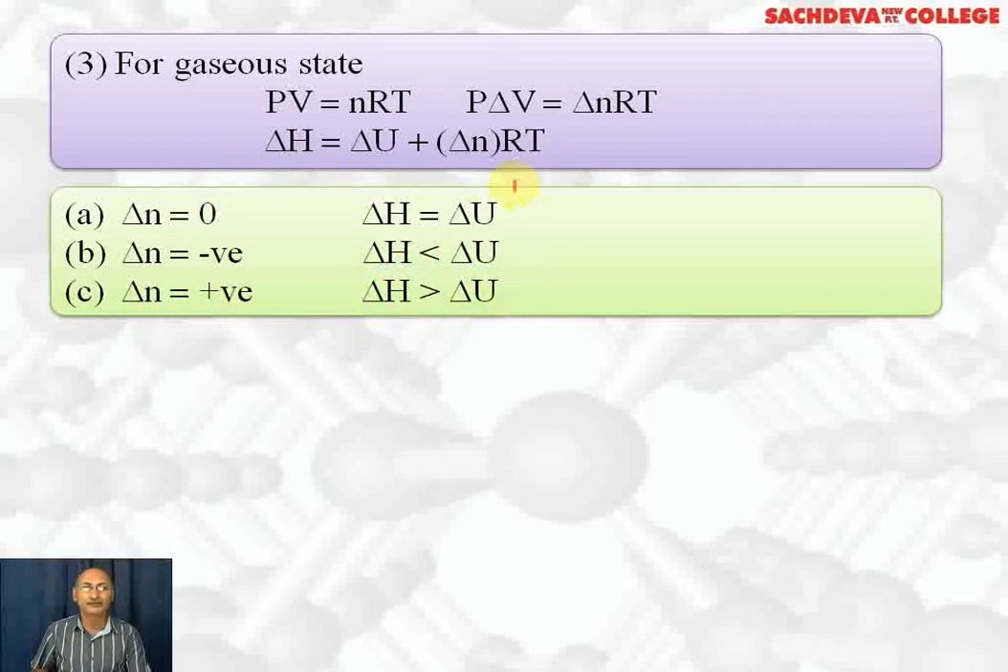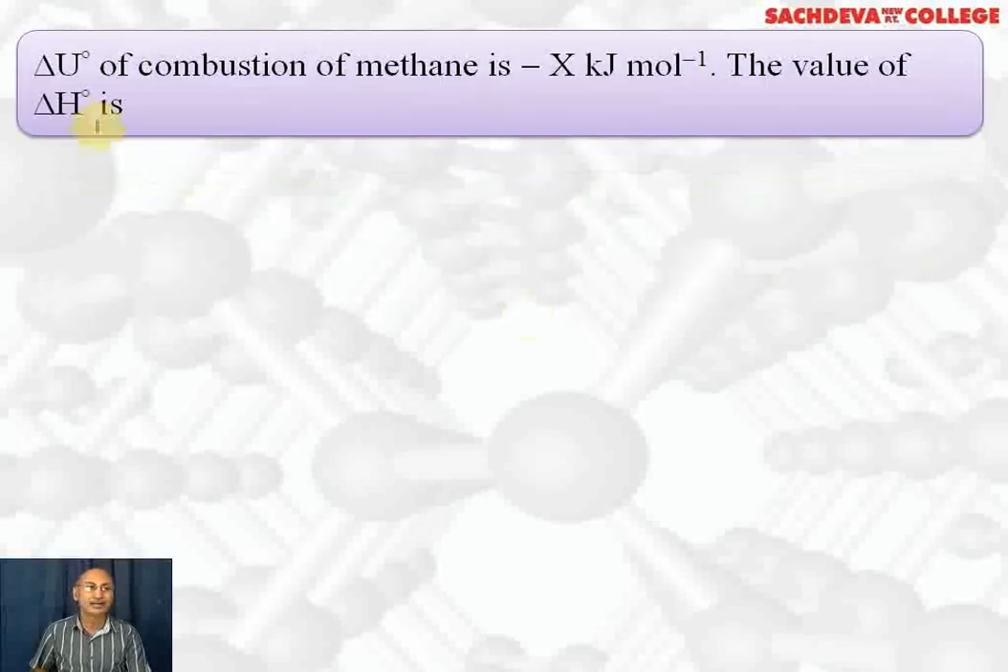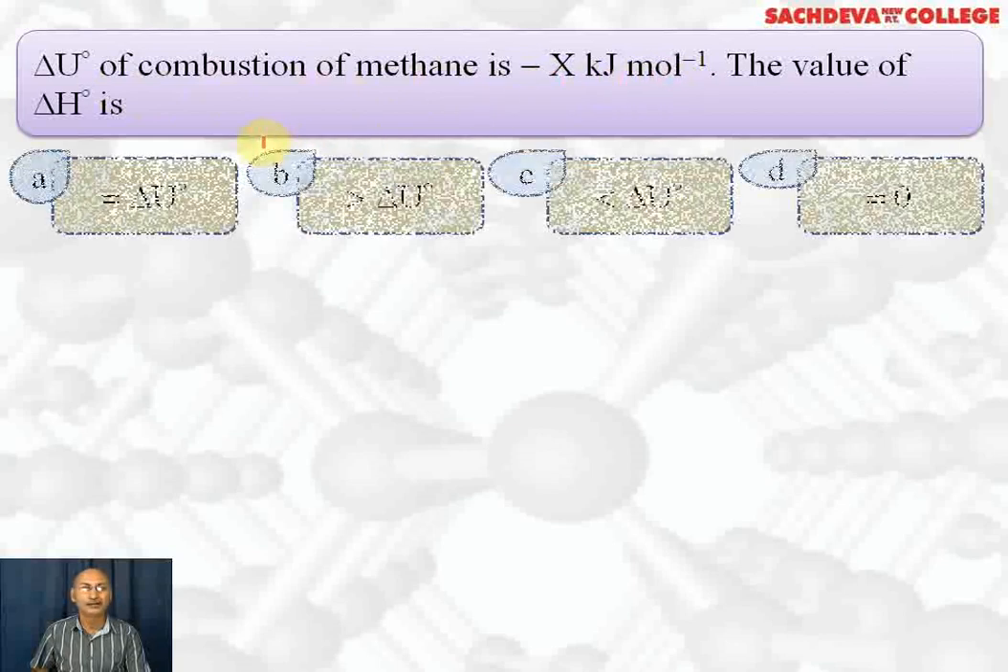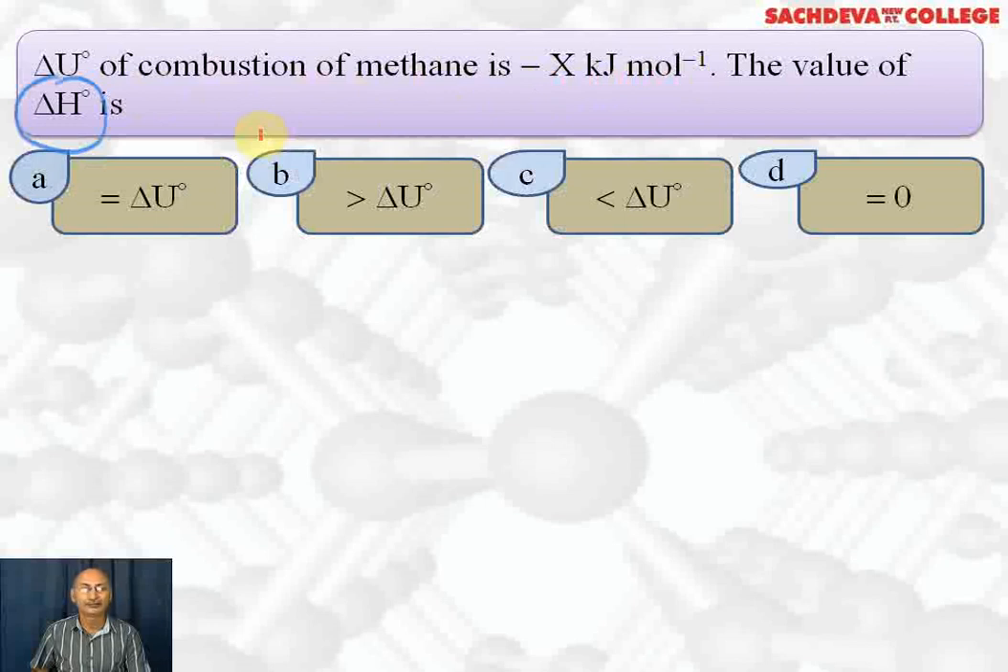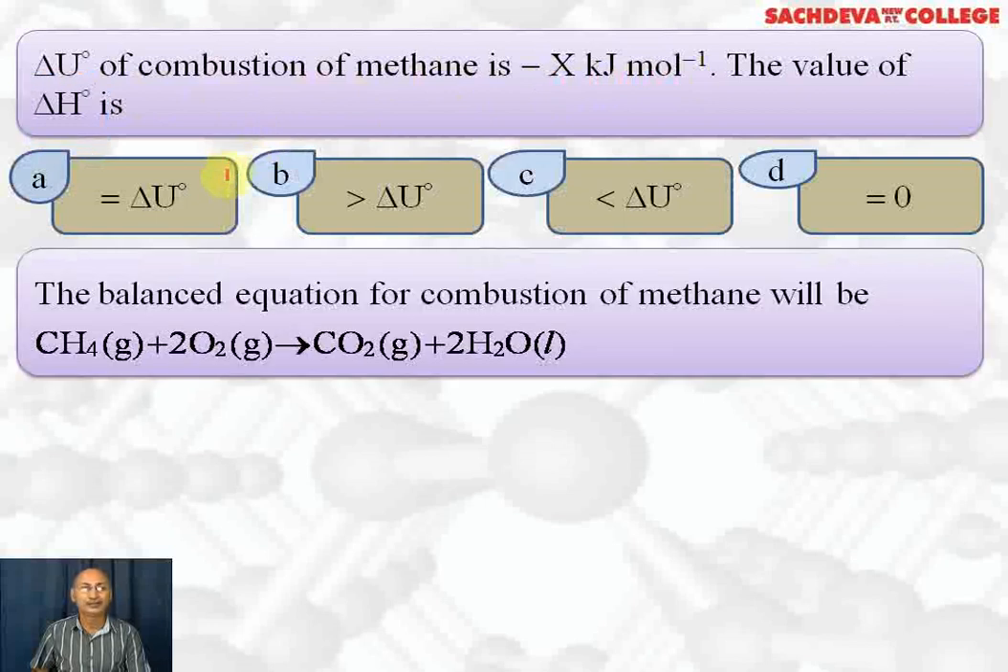It is quite clear from this formula how to interpret the relationship between delta H and delta U when delta N is known to you. Next, we are taking delta U of combustion of methane. This is a question based on this topic. Delta U of combustion of methane is minus X kilojoules per mole. So we have to find out the value of delta H. We want to find out whether it will be A part, B part, C part or D part.